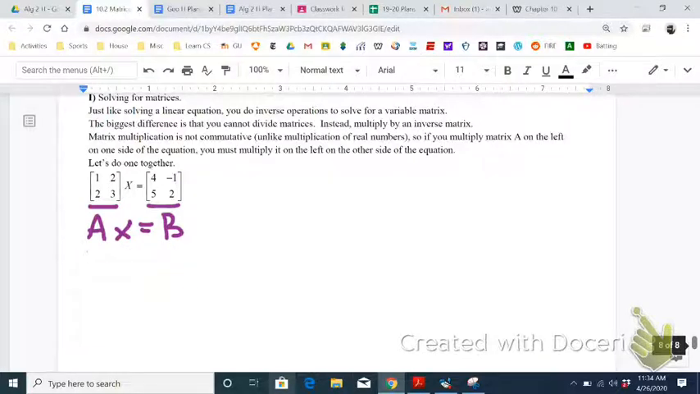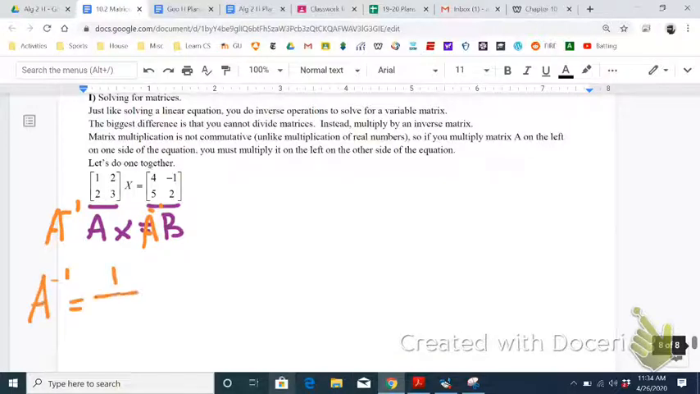So what I'm going to do instead is take the inverse of matrix A and multiply it on the left-hand side on both sides of the equation, on the left-hand side. So let's find the inverse of matrix A first.